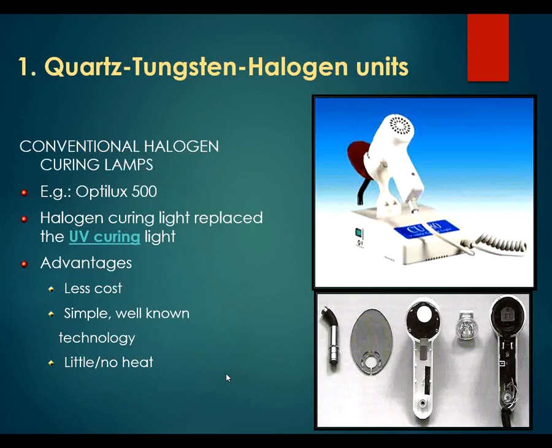First of all, I will talk about quartz tungsten halogen unit. It is a conventional halogen curing lamp, for example, Optilux 500. Halogen curing light replaced the UV curing light. Its advantages are less cost, simple, well-known technology, and little or no heat production.